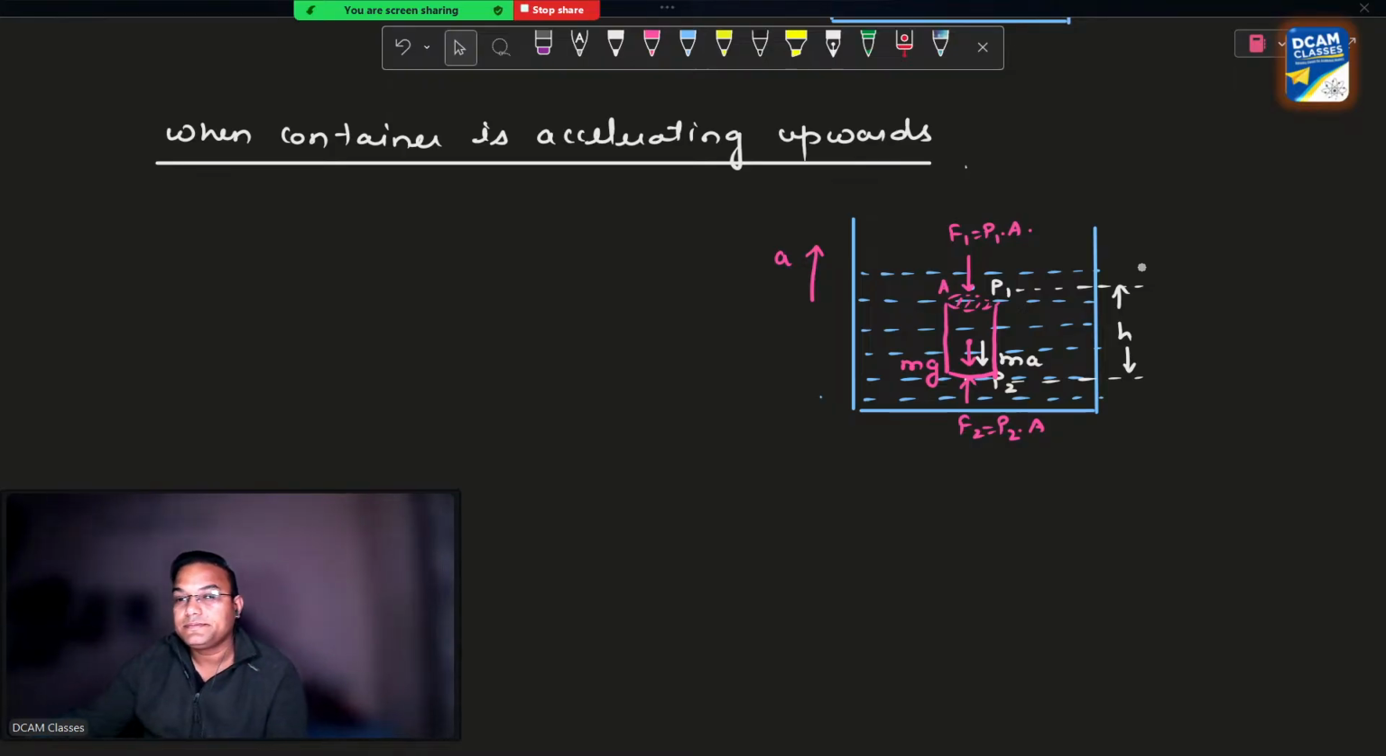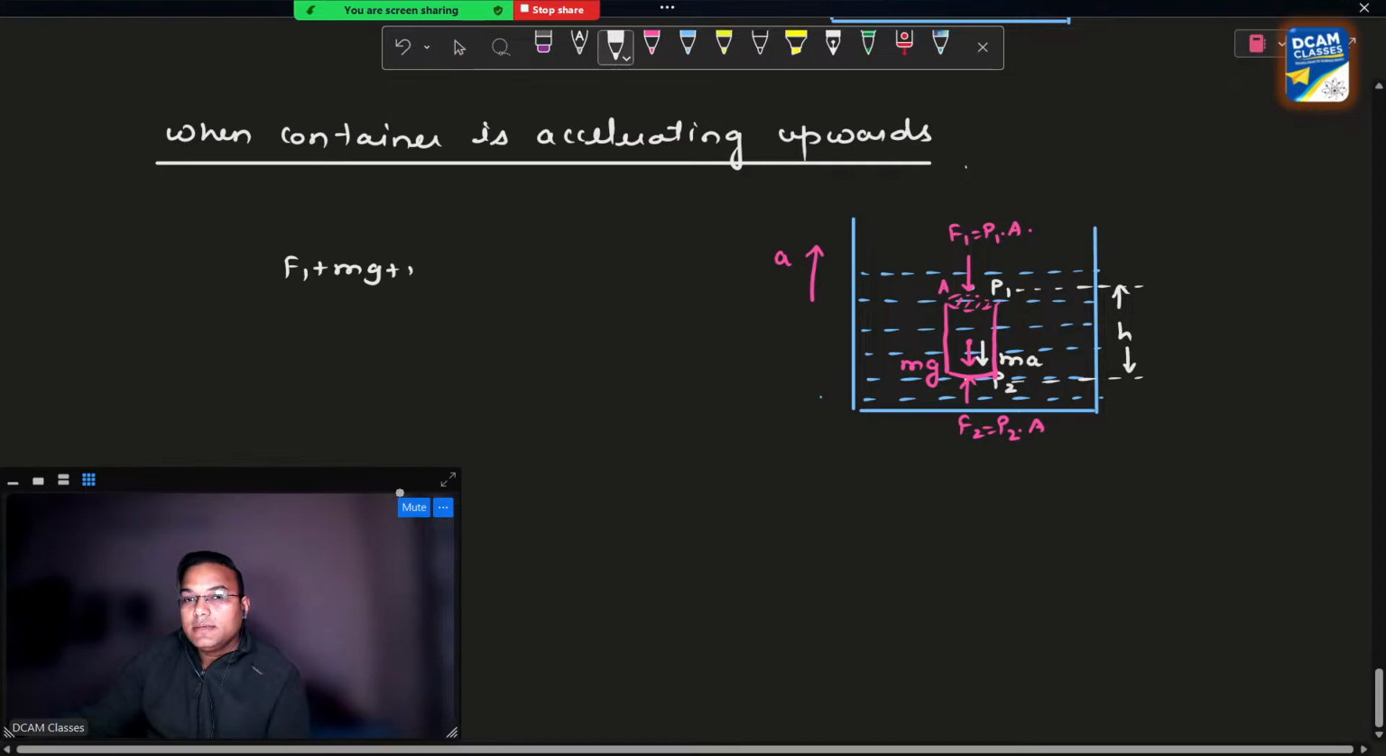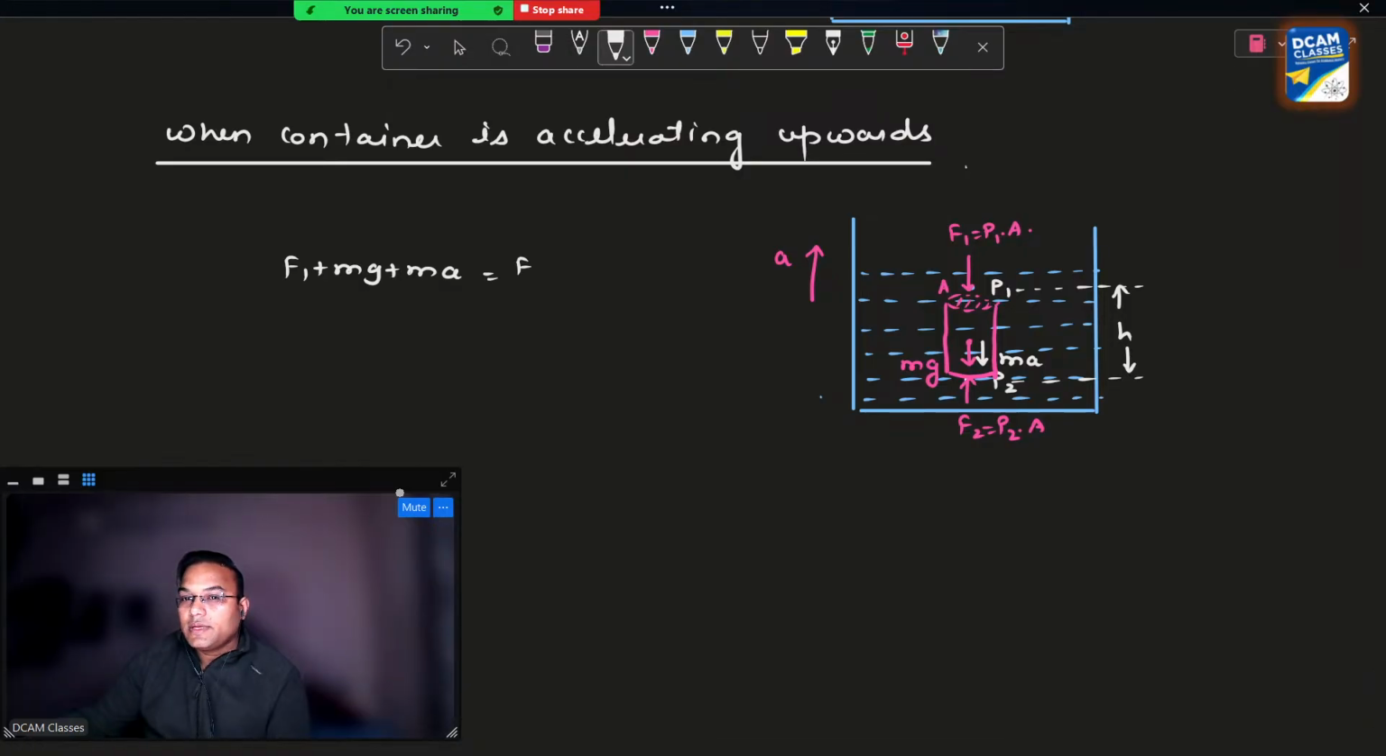So what were we doing? In this case, you can do both things. Either you can apply the pseudo force, which will be acting downwards, ma, and then you make the equation, which is F1 plus mg plus ma is equal to F2. Or you can do it another way also, because by Newton's laws we can make this equation like this: F2 minus mg minus F1 should be equal to ma.